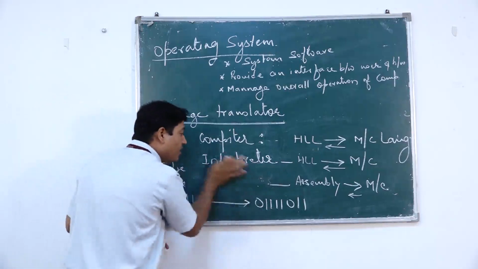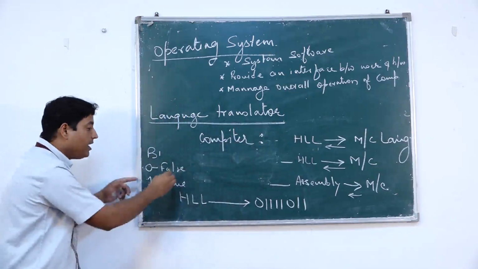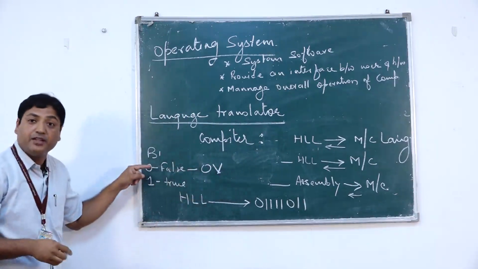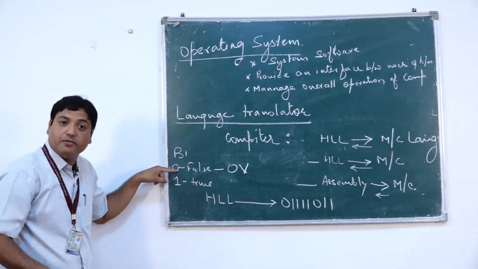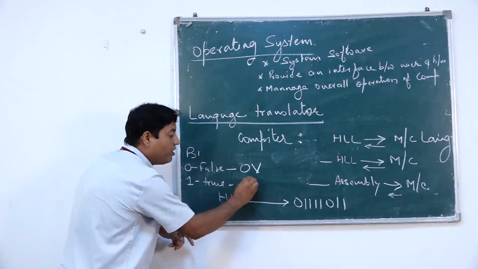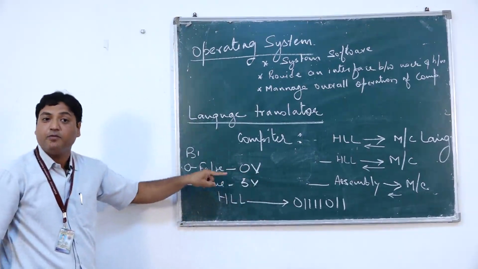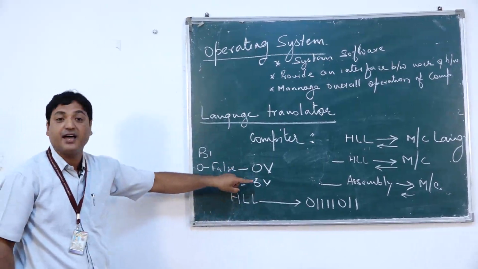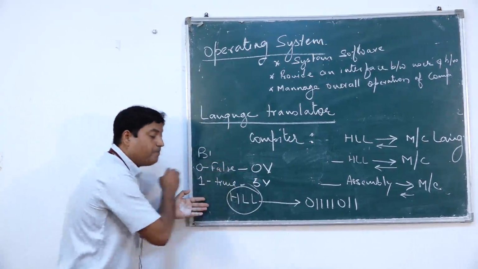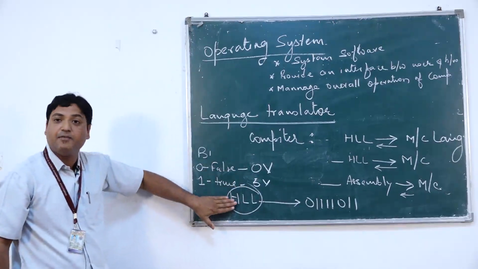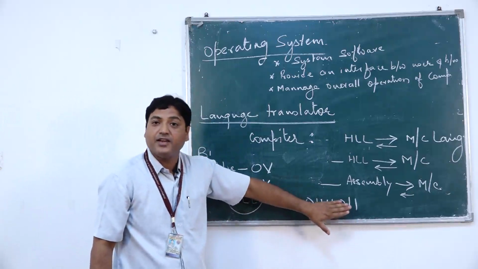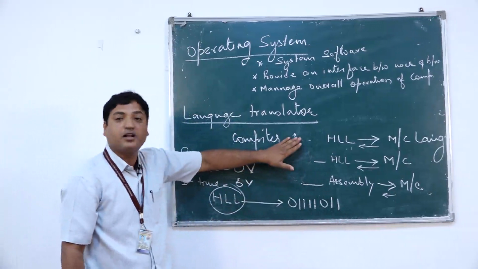In computer terms it also represents 0 volt, meaning when the value is 0 it is a low value, and when the value is 1 it is around 5 volt, meaning at that time your system, your electronic devices, are active and performing. So the compiler converts this high level language into machine understandable language, and it is the basic function of a compiler.